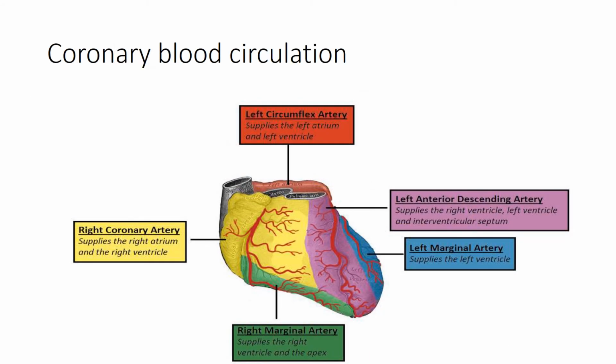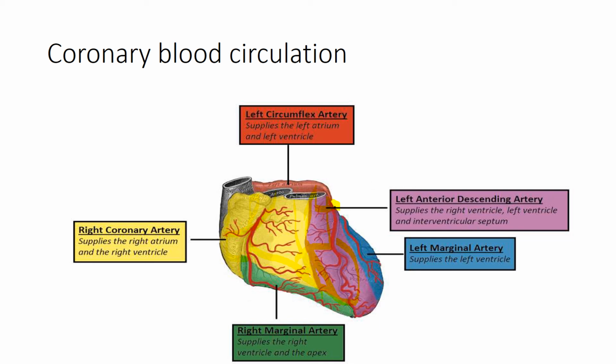Okay, now let's see which artery supplies which part of the heart. In the previous slide we learned that there is the right coronary artery. The right coronary artery basically supplies the right atrium and right ventricle. Then coming to the left coronary artery, it has one major branch, the left anterior descending artery. It goes downwards and supplies the left ventricle, some part of the right ventricle, and the interventricular septum also.